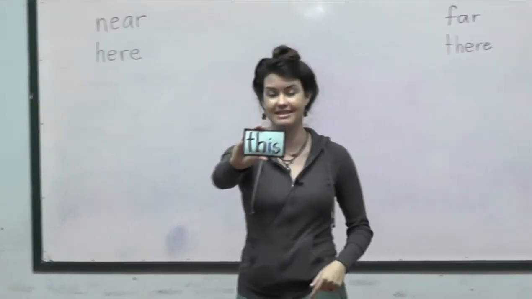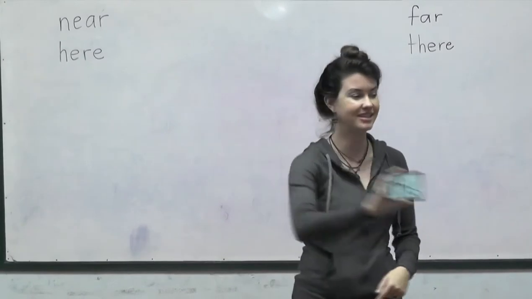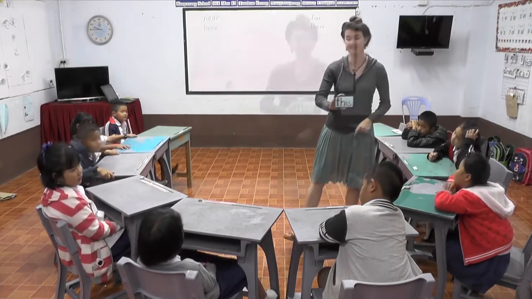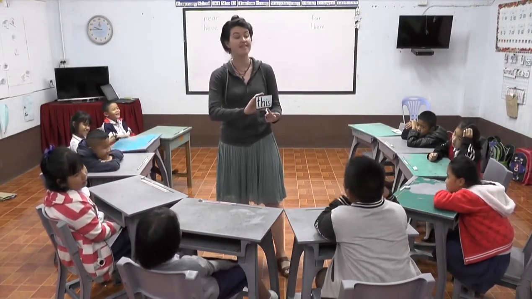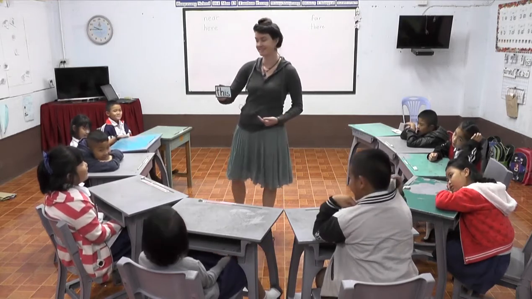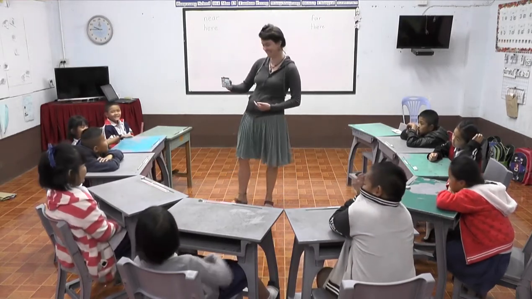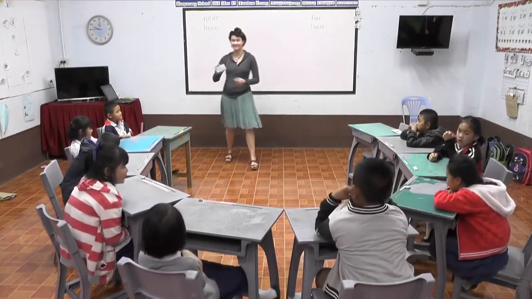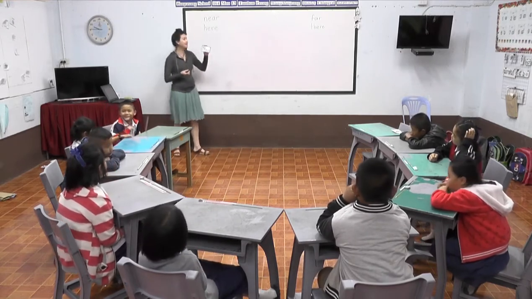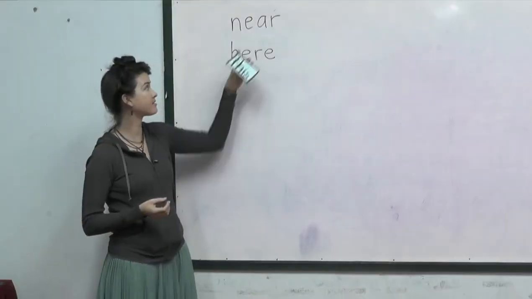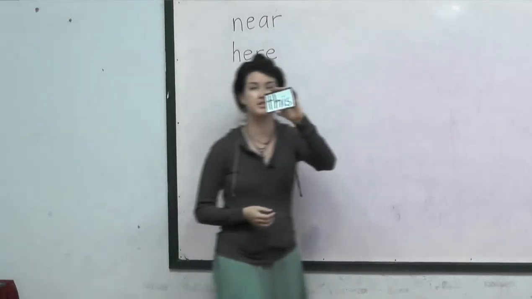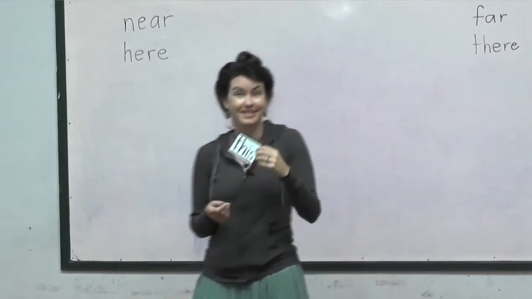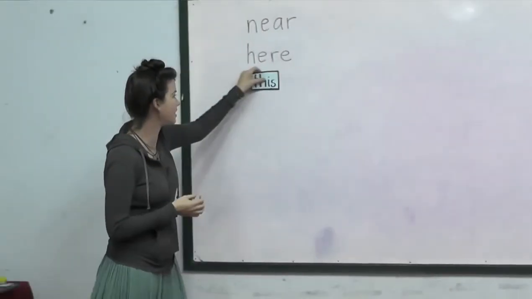Let's practice this. This. Good. Very nice. This is a pickaxe. Good. We have this. Should we put this with near and here, or should we put this with far and there? Near and here. Good. Let's put it with near and here.